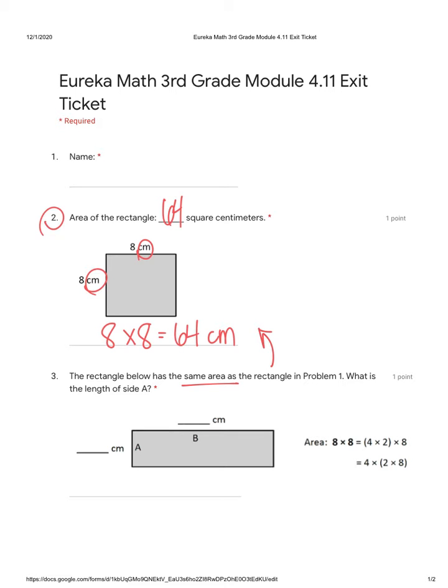So let's take 8 times 8, which is what we had in problem 1, and let's split this 8 into 4 times 2. Okay, so now, and then bring down this 8. So now we have 4 times 2 times 8. All right, and if we look here, we can know that we have 4 centimeters and 2 times 8 is 16 centimeters. So what is the length of side A? The length of side A is 4 centimeters.